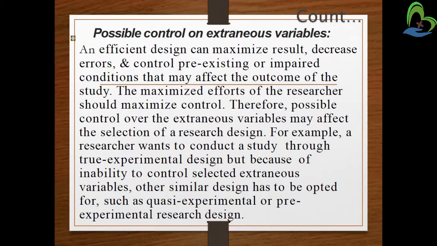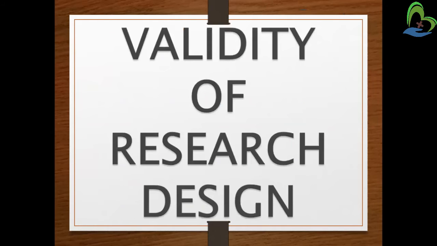The maximized effort of the researcher should be to maximize control on the variables. Therefore, possible control over the extraneous variable may affect the selection of research design. Again, an example: a researcher wants to conduct a true experimental study, but because of inability to control the selected extraneous variable, a similar design has to be opted for, like a quasi-experimental or pre-experimental research design.